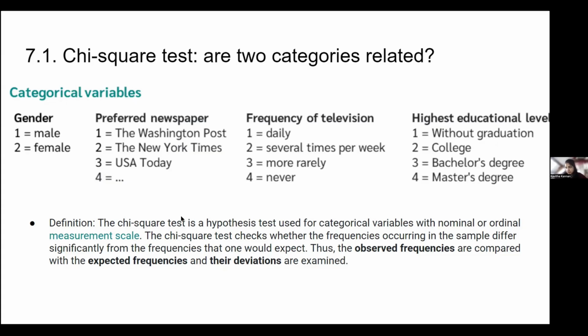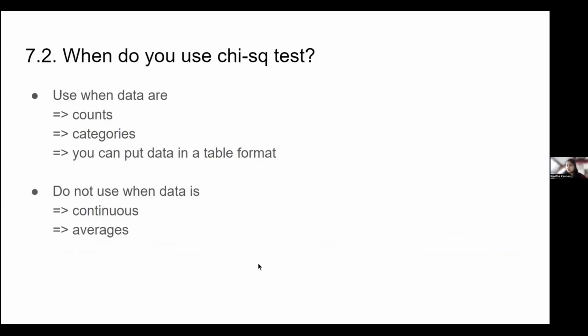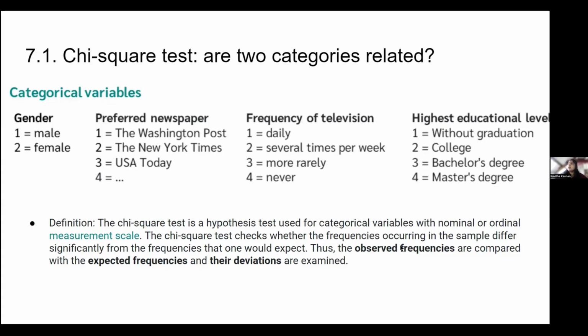So the definition goes that the chi-square test is a hypothesis test used for categorical variables with nominal or ordinal measurement value, which would mean that you could have what is already there, like X number of categories, or you give it an ordinal value, you assign it a value of 1, 2, 3, 4. So that becomes an ordinal measurement scale. And the chi-square test checks whether the frequencies occurring in the sample differ significantly from the frequencies that one would expect.